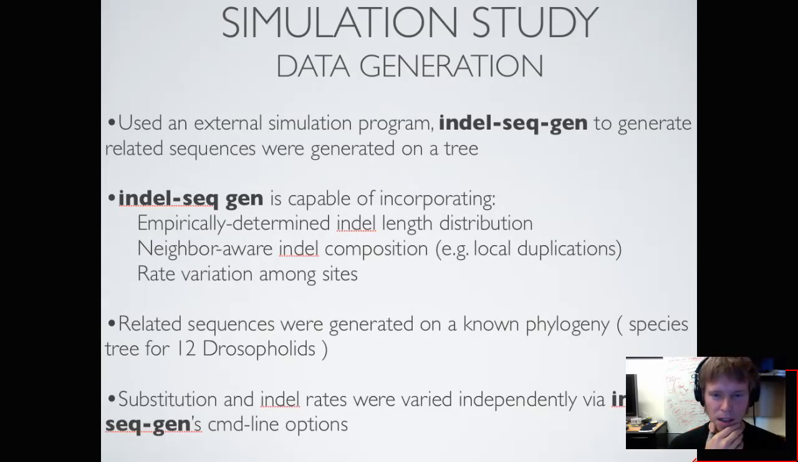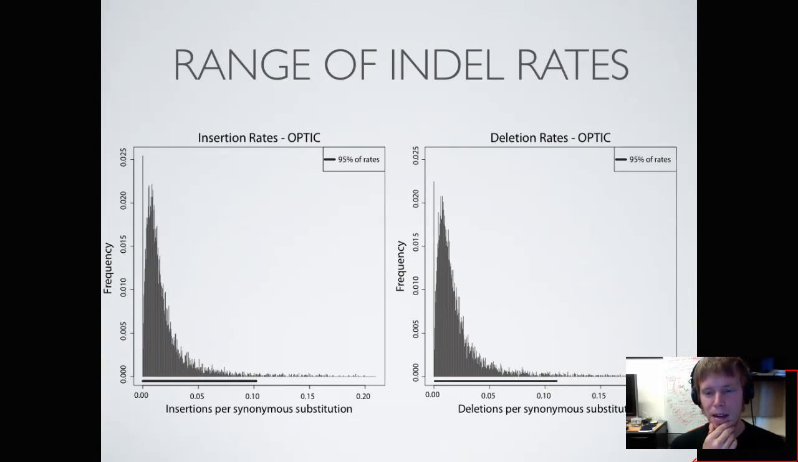And so we simulated data on the Drosophila tree. We varied the substitution and indel rate over 6 different indel rates and 3 different substitution rates. And we took these indel rates from what we estimated the range of indel rates to be in human genes. So this is about 7,000 alignments that we reconstructed, or sequences that we reconstructed from the OPTIC database, which stands for orthologous and paralogous transcripts in clades. This is a database from Chris Ponting's group.